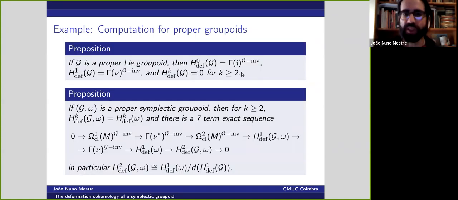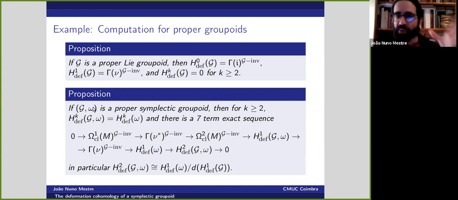because we know that for proper Lie groupoids, this is already in the paper about the deformations of Lie groupoids, the cohomology vanishes in all degrees greater or equal than 2, and we can describe it in degree 1 and in degree 0 as some spaces. Well, the invariant sections of the normal bundle to the leaves of the groupoid, and the invariant sections of the isotropy bundle of the groupoid.